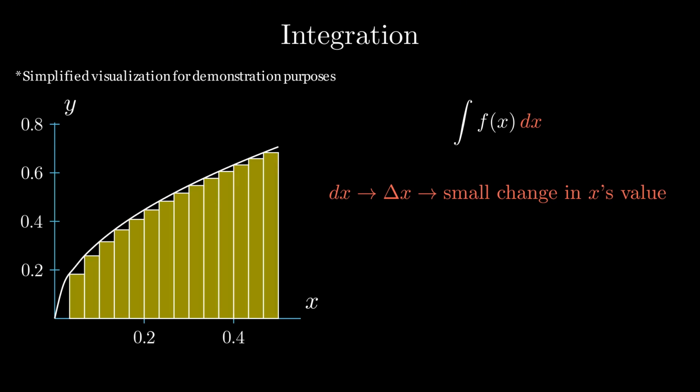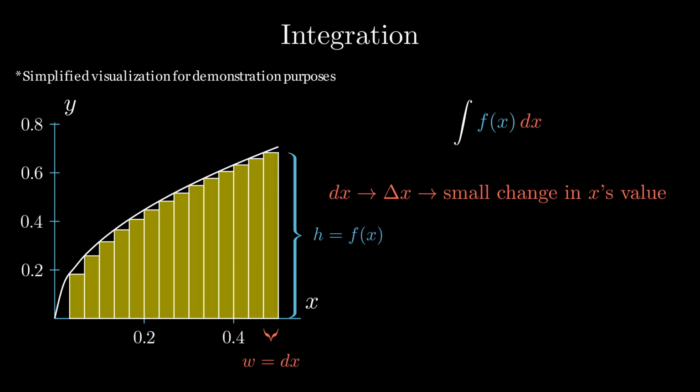In integration, these steps become infinitesimally small, so small that they approach zero width. Each rectangle has this same tiny width, dx. Now, what about the height of each rectangle? This is where the function f of x comes into play. If we're finding the area under a curve, each rectangle needs to stretch from the x-axis up to the curve itself. At any point x along our curve, the function f of x tells us exactly how high the curve is at that location. So f of x becomes the height of our rectangle at position x.